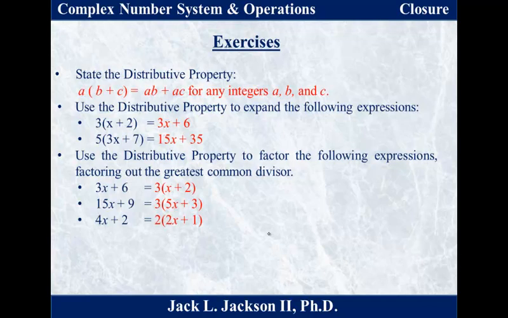Going backwards, we want to factor 3x plus 6. We see that 3 and 6 have a common factor of 3. So we factor that out. 3x divided by 3 is x. 6 divided by 3 is 2. So we get 3 times parentheses x plus 2, close parentheses. 15 and 9 have a common factor of 3, so we factor the 3 out. 15x divided by 3 is 5x. 9 divided by 3 is 3, so we get an answer of 3 times parentheses 5x plus 3, close parentheses. 4x plus 2, we can factor 2 out and get 2 times parentheses 2x plus 1.